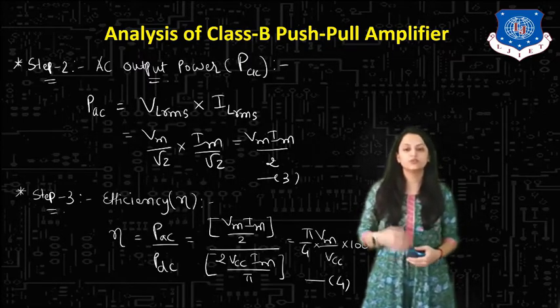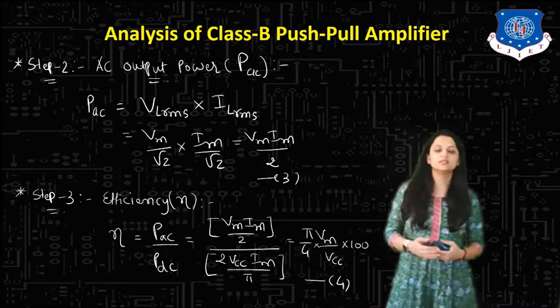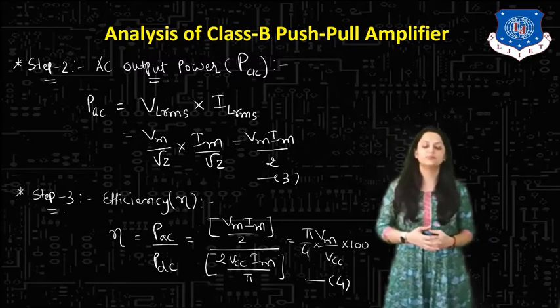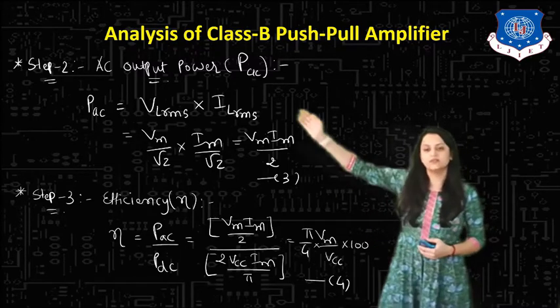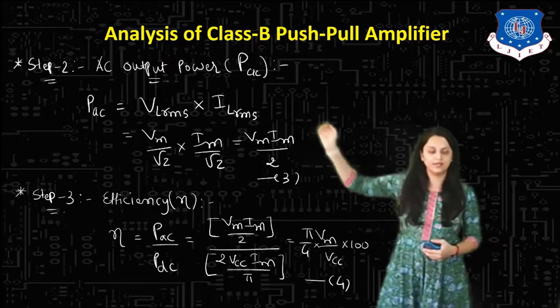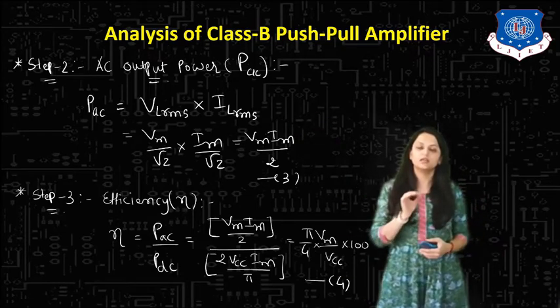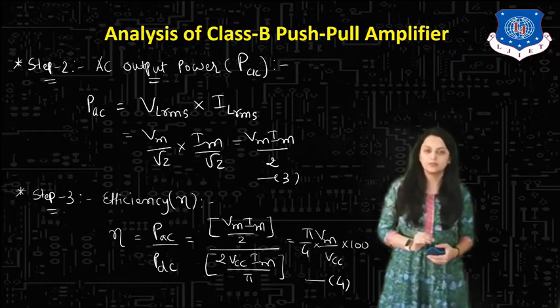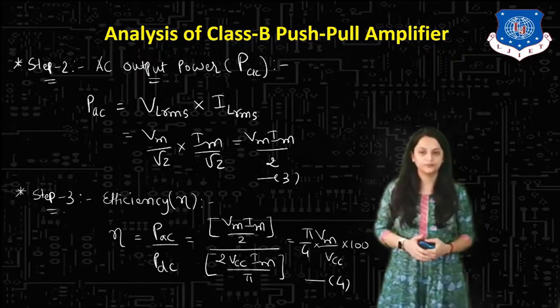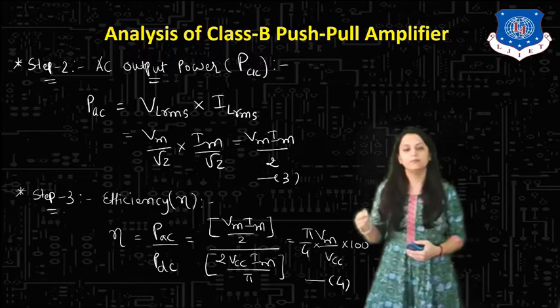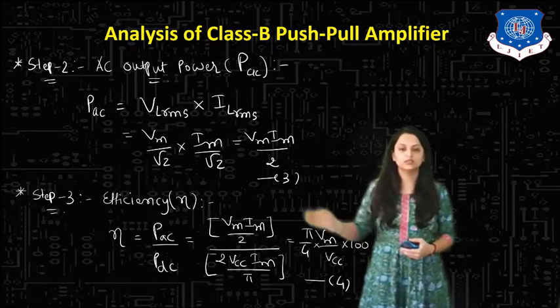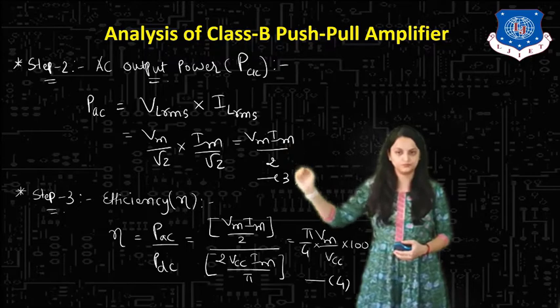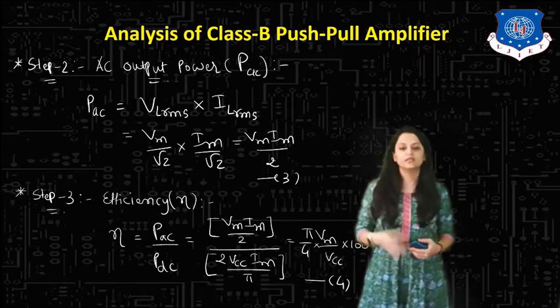Now let us move to step 2. Step 2 is the AC output power, that is PAC. It is given as VLRMS into ILRMS, where VLRMS is the RMS load voltage and ILRMS is the RMS load current. So it is given as Vm by root 2 into Im by root 2, that will give Vm Im by 2.